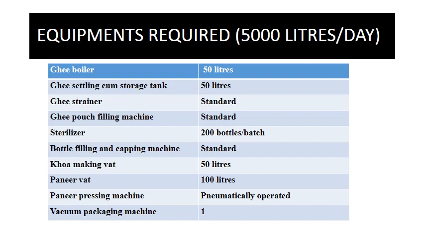Here in continuation to the previous one, some more machineries for milk product processing like ghee boiler 50 liter capacity, ghee settling cum storage tank 50 liter capacity, ghee strainer of standard size, ghee pouch filling machine standard size, then sterilizer about 200 bottles per batch, that is the capacity required, then bottle filling and capping machine of standard capacity, khoa making vat of 50 liter capacity, so these vats are steam operated as you know, then paneer vat, that is about 100 liter capacity, then paneer pressing machine, that is manually operated, and then vacuum packaging machine, one number.